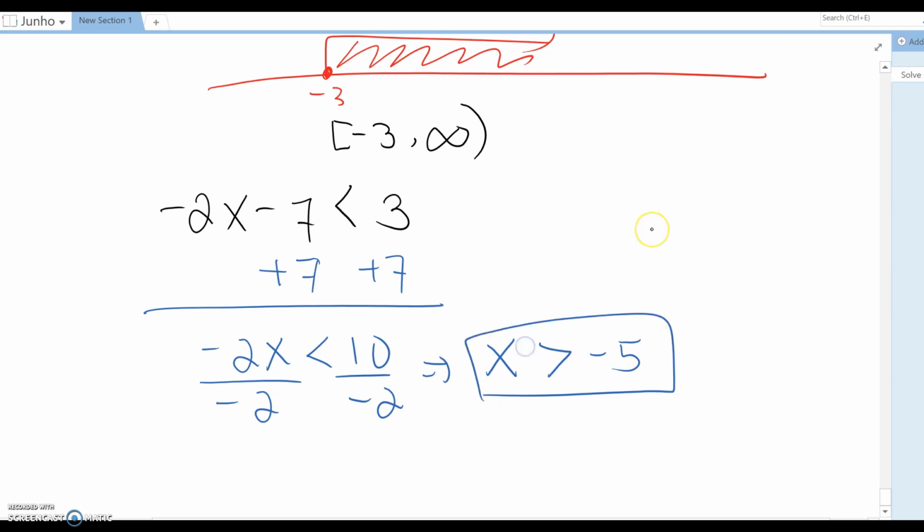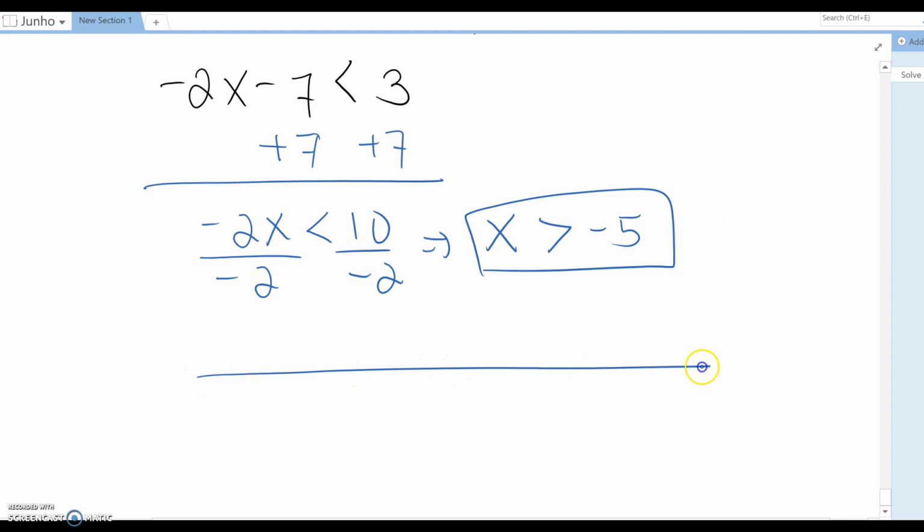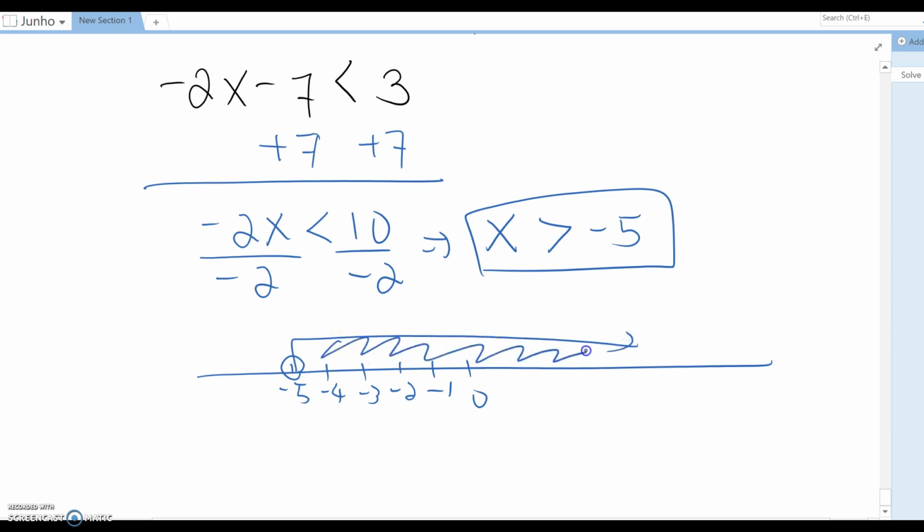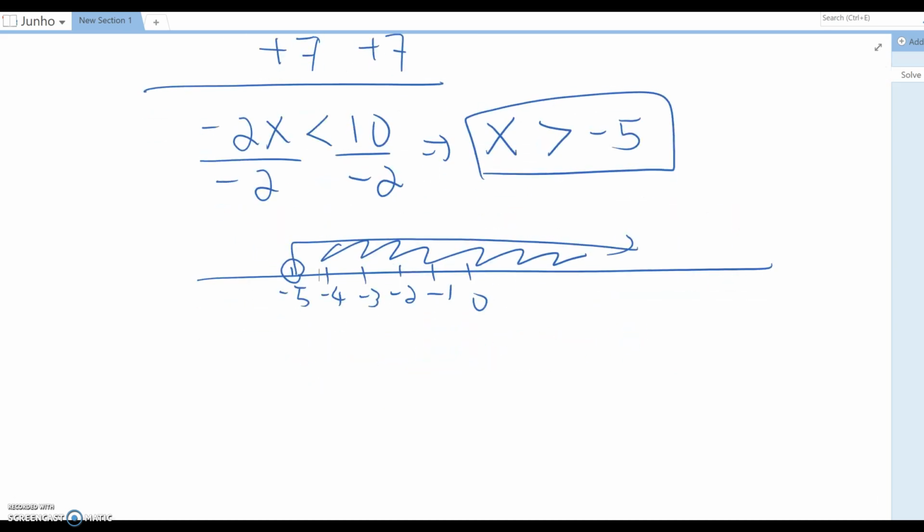So now the graph: from negative 5 it goes toward the right direction like this. If you write this in interval notation, it is parenthesis negative 5 comma infinity parenthesis. That's it.